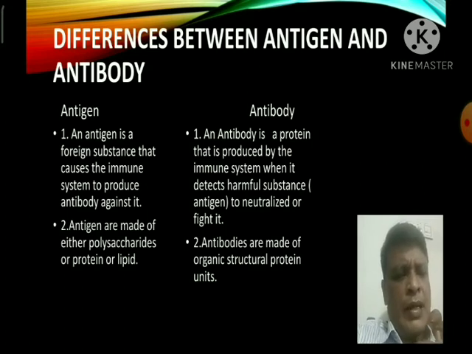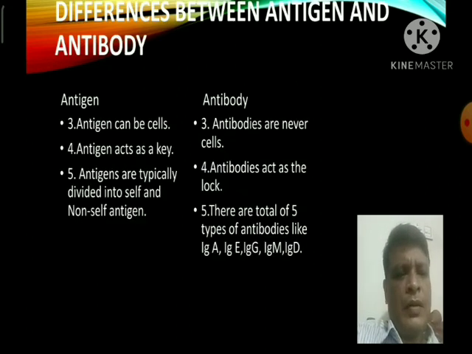Antigens are made up of either polysaccharides, proteins or lipids. Antibodies are made of organic structural protein units. Antigens can be cells, but antibodies are never cells. Antigens act as a key, but antibodies act as a lock. Antigens are typically divided into self and non-self antigens, but there are a total of 5 types of antibodies: IgA, IgE, IgG, IgM and IgD.